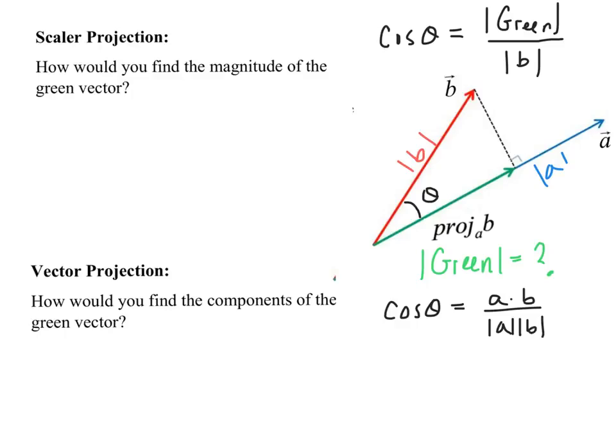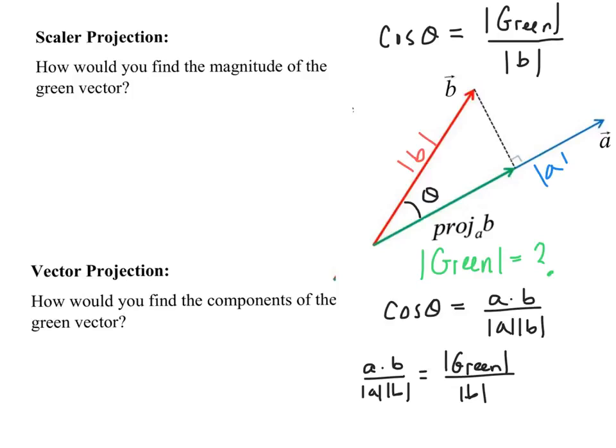Now, here's what I'm going to do. I'm going to break out a geometry property, the transitive property. If I tell you that cosine of theta is equal to this equation, and cosine of theta is equal to this equation, that must mean those two equations are equal to one another. So A dot B over magnitude A times magnitude B is equal to the magnitude of the green divided by the magnitude of B.